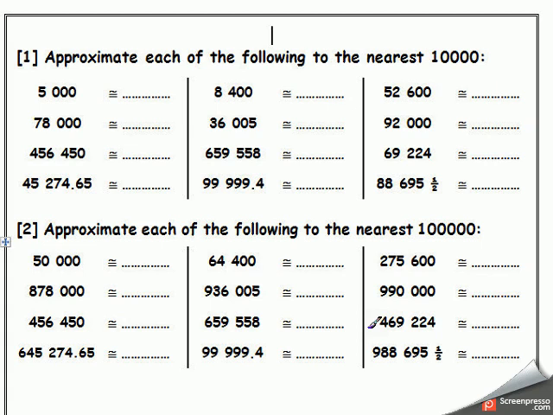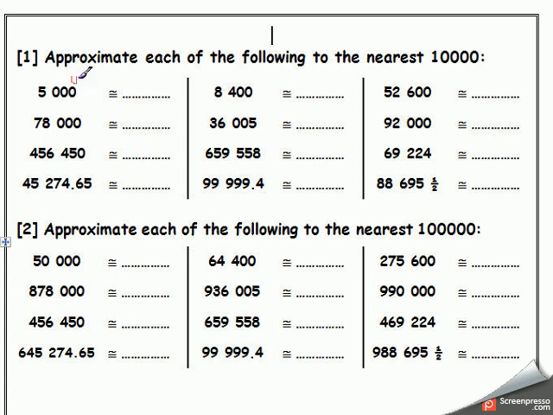Today I will explain approximation to the nearest 10,000 and nearest 100,000. At first, the same steps: I should write the digits of any number. The first question: approximate each of the following to the nearest 10,000. I should mention the unit.